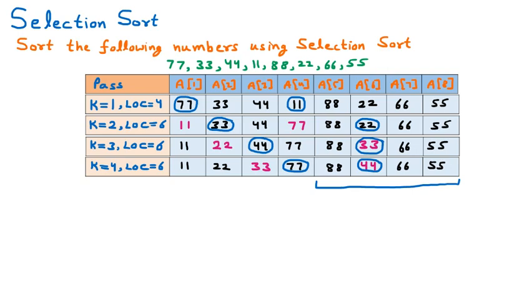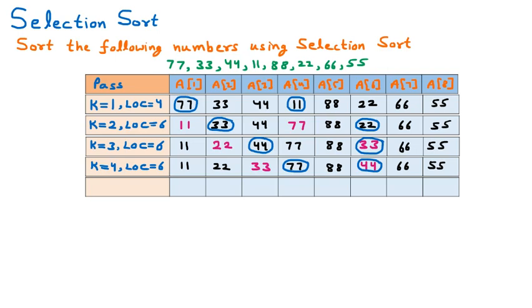Now we are going to insert one more row here. The numbers in the circle will be swapped here. So the 44 will come here and 77 will go on to the other side. Rest of the elements will come as it is: 11, 22, 33, 88, 66 and 55.